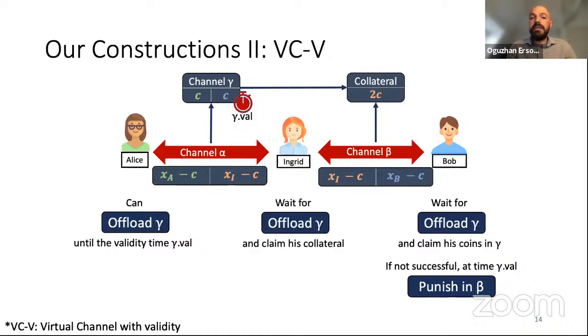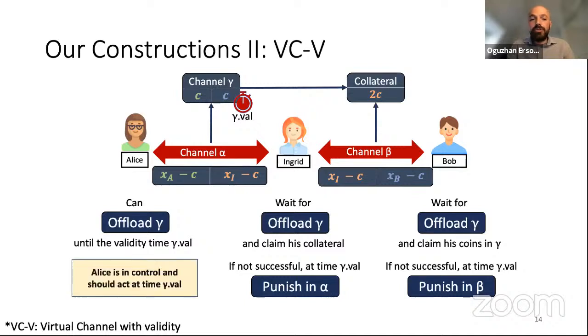And Ingrid also needs to wait until the validity time for the offloading of the virtual channel or honest closure of the virtual channel. If this doesn't happen, Ingrid can punish Alice via her ledger channel with her. And in this second construction, as you can see, Alice is in control, and Alice needs to close this virtual channel before the validity time, either honestly by offline messages or by publishing the latest state on the blockchain.